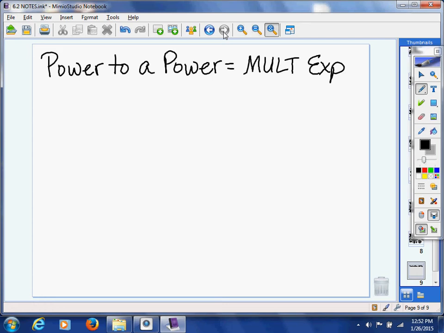All right, let's get to our third and last rule. What if you have power to a power? Well, you're going to multiply the exponents. So what does that look like exactly? Let's just say we have x squared and we want to raise that to the third power. The rule says I have a power raised to another power, so I multiply these 2 numbers together and get x to the 6th. So that's what it looks like when you use the rule.